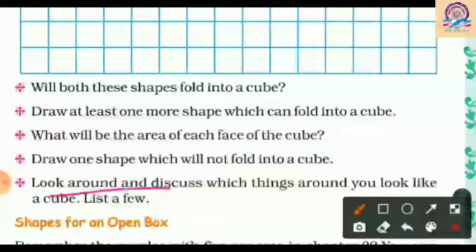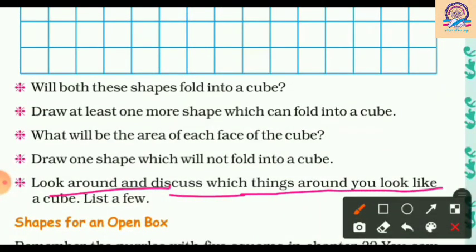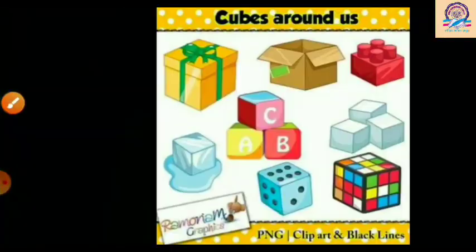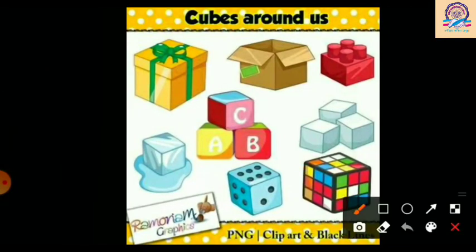Now the last point is, look around and discuss which things around you look like a cube and list a few. We have already discussed examples of cube. Let me show you more examples like gift box, ice cube, dice, Rubik's cubes, sugar cubes. Then we have boxes. These are the examples of cubes around us. Bacha party, you can add more examples if you know some.